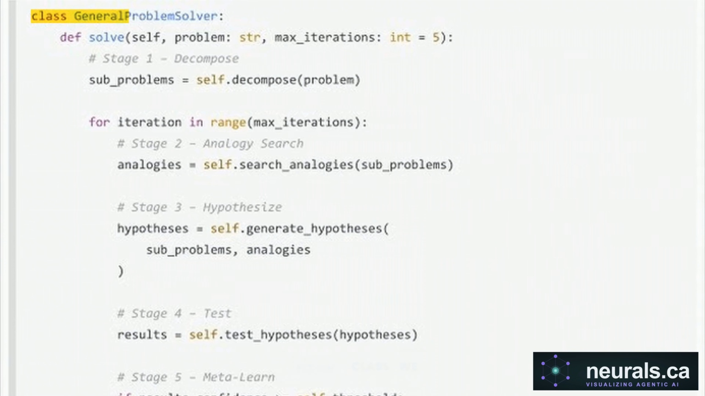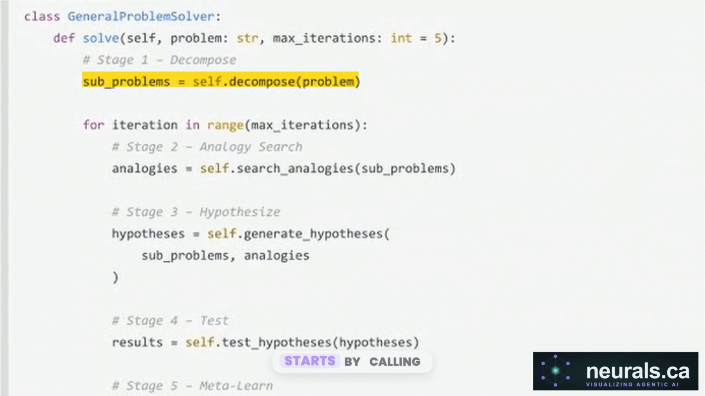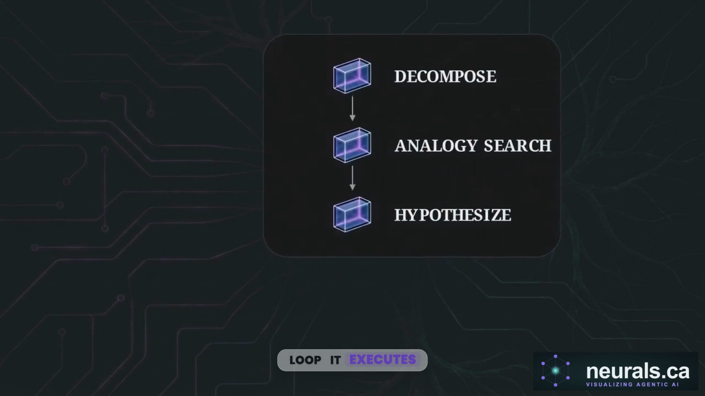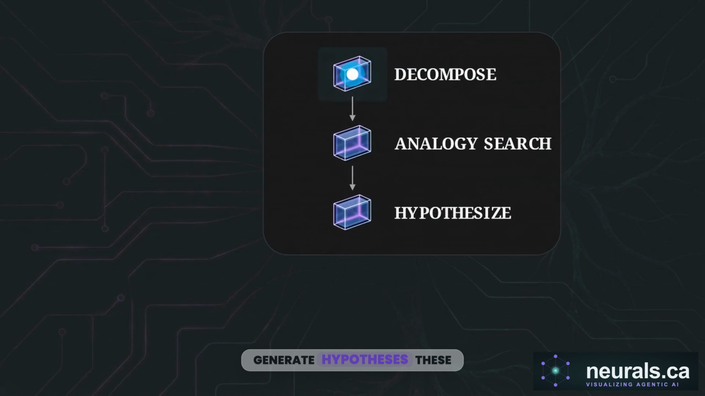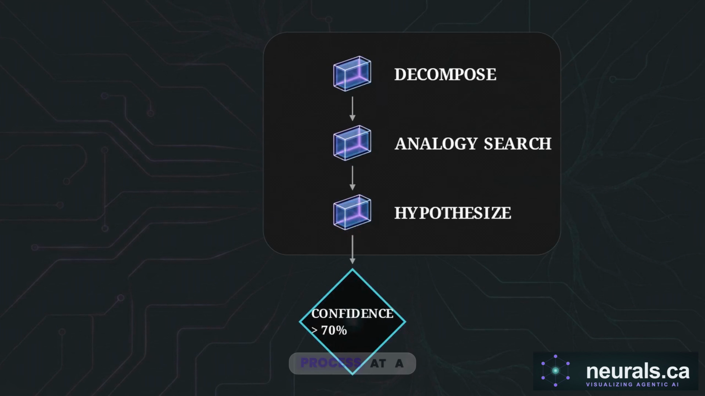Looking at this Python class, we see how that theoretical architecture translates into execution. The general problem solver starts by calling the decompose method to break down the initial prompt. Inside the iteration loop, it executes search analogies and generate hypotheses. These functions constrain the language model, forcing it to tackle one isolated step of the reasoning process at a time.